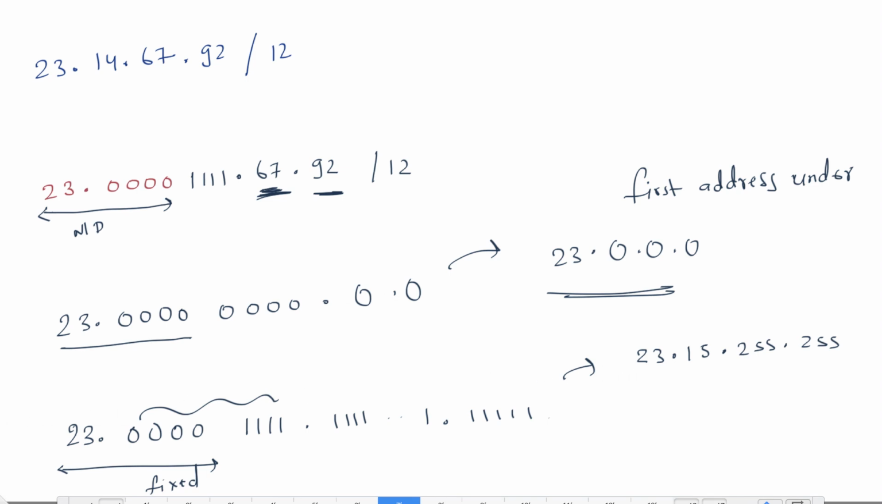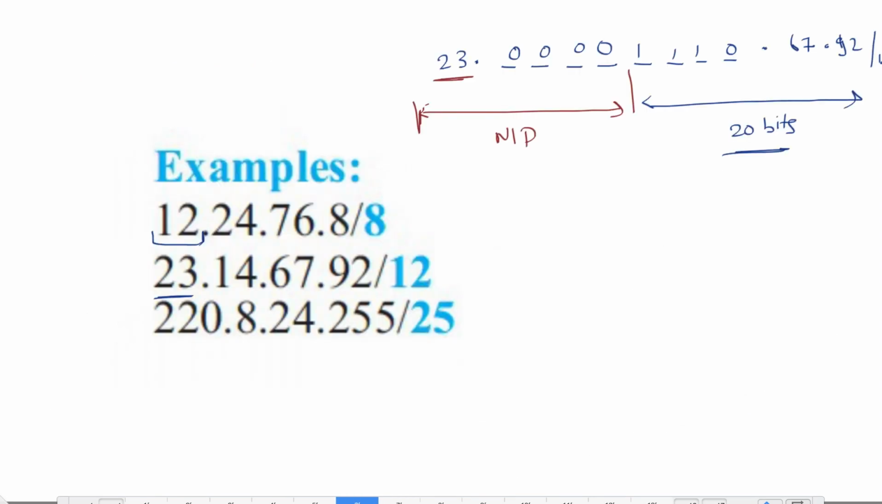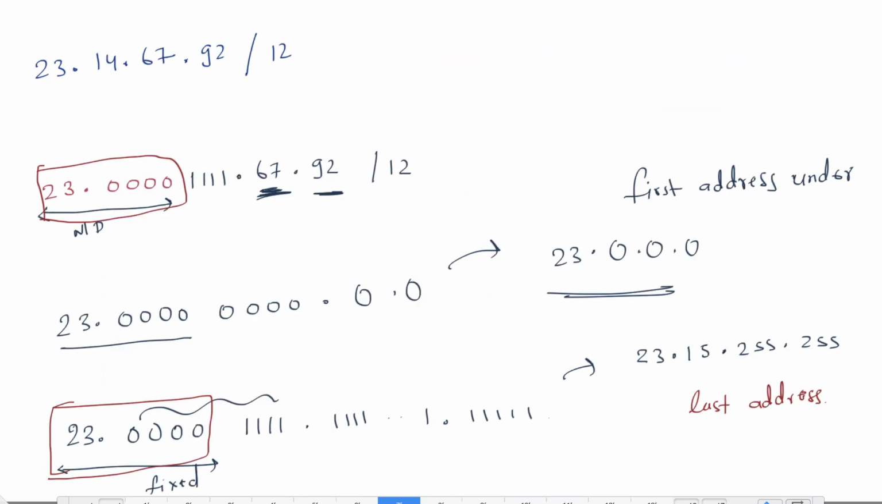See here what is happening. This IP address was given to you and I asked you what is the first address that is possible. So what you did, you just fixed these things. These things are fixed every time. And then for the first address, you take everything as 0. Then this will be the first address. Now this is fixed. For the last address, you take everything as 1. And in decimal, it will be 255.255. This is the last address that is possible for this network, right? I hope you got the idea. So let's take the next example, which is 220.8.24.255.